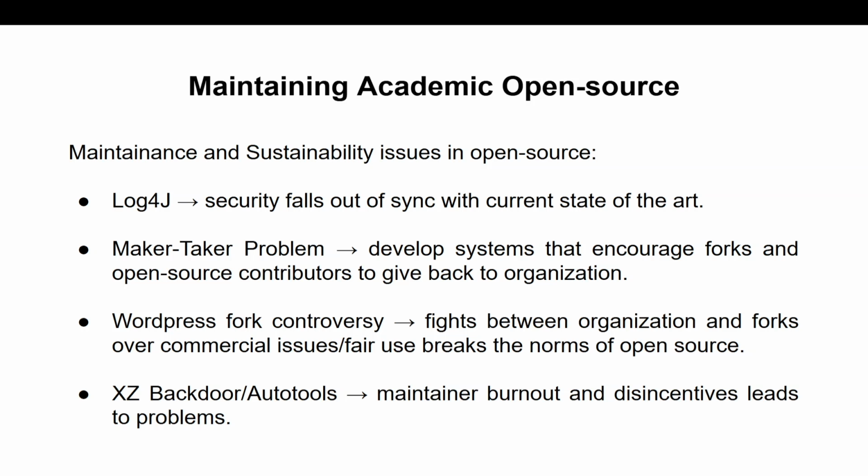The first one is Log4j, and this happened a couple of years ago, where a number of open source projects got hit with a security threat, because their security fell out of sync with the current state of the art. In open source, we don't maintain things as well as, say, commercial products, so you have these holes that can be exploited by malicious actors. Log4j was so serious that they had to consult with the US government to try to help fix this problem.